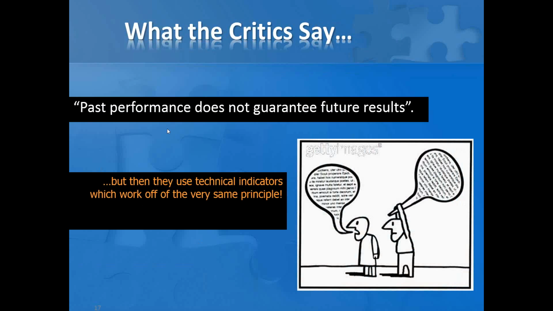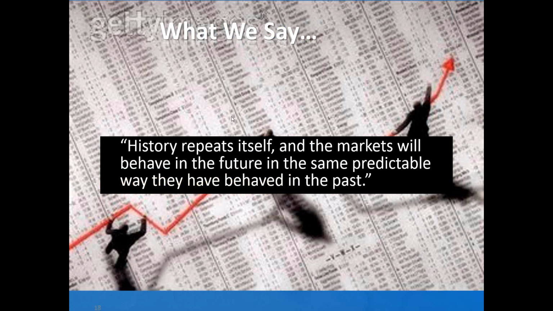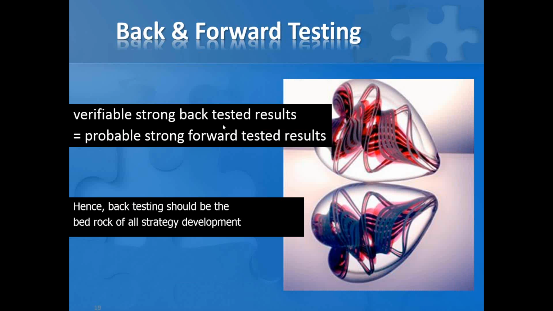So here's the reality, guys. The critics say that past performance does not guarantee future results. But then everyone uses technical indicators, which work off that very same principle, that past performance is indicative of future results. So, obviously, past performance is not necessarily indicative of future results. We know that, but there's a probability. History repeats itself, and the markets will behave in the future in the same predictable way that they have behaved in the past.